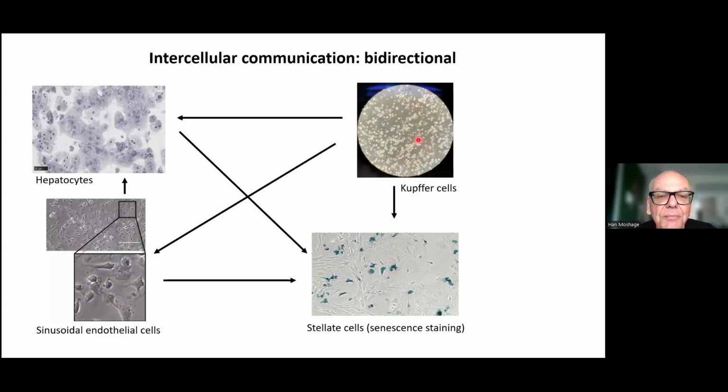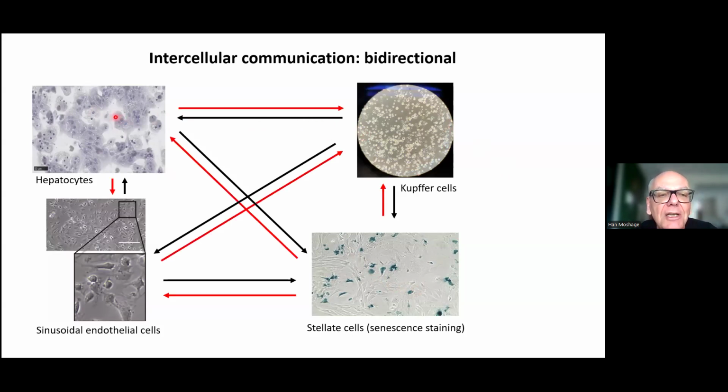But in reality, all cells communicate with each other. The Kupffer cells do not only communicate with stellate cells or with hepatocytes, but also with the sinusoidal endothelial cells. And the hepatocytes communicate with stellate cells. And then another layer is that this communication is not one way. Here we see the arrow pointing towards the hepatocytes, but in reality, there are also arrows going the other way.